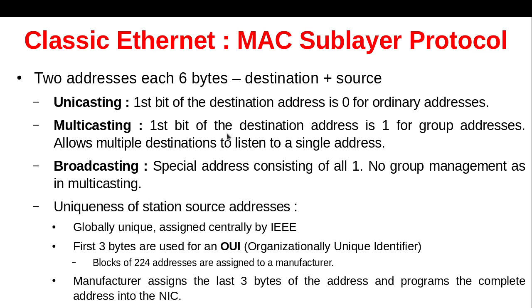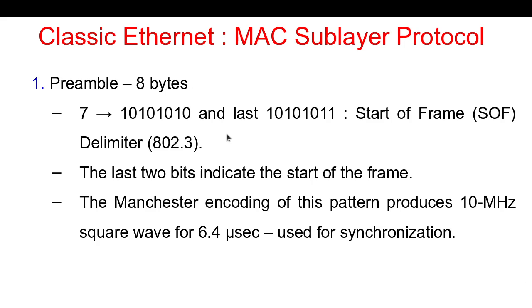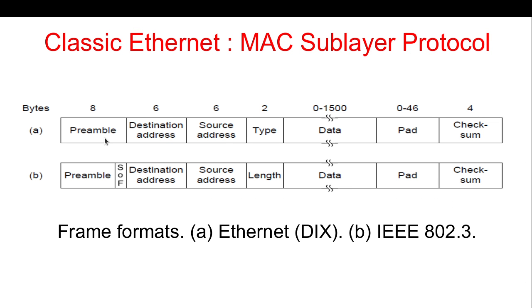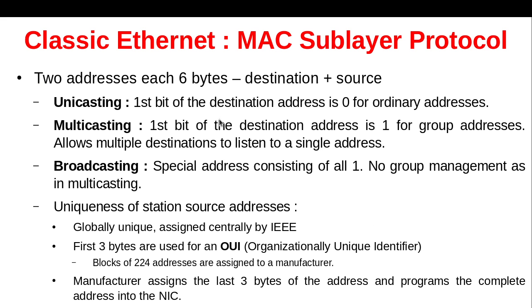Now as you can see, after that preamble there comes the destination address of 6 bytes and source address of 6 bytes. So these are the addresses which are used to designate the destination machine and, obviously, the source machine. Here 3 types of addressing are used.